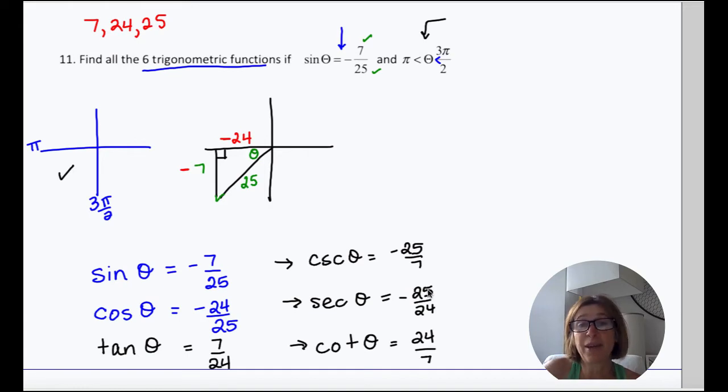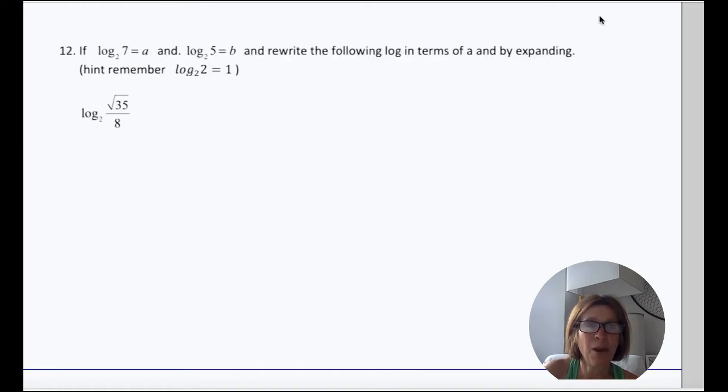Now, there is another way to do this. You can label this as your x and this as your radius. And remember that x squared plus y squared equals r squared to find y, and you don't have to draw it. I just tend to use the visual, and that's how I taught it in these videos, okay? All right, moving on to number 12.